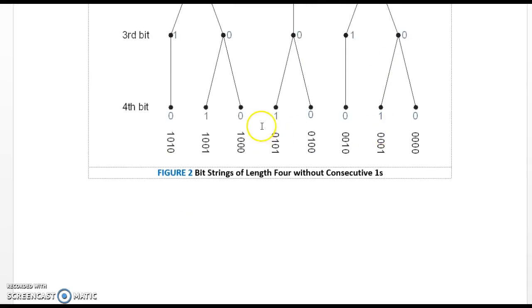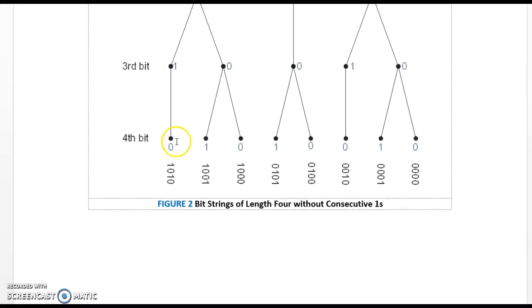Finally, for our fourth bit, our leftmost choice must be a 0 because our third bit was a 1. In the next case, our third bit was a 0. We can choose either a 1 or a 0. In the next case, we can choose either a 1 or a 0 because our third bit was a 0. In the fourth case, we have a 1 bit, so we must choose a 0. And in the fifth case, we have a 0, and we can choose either a 1 or a 0 bit.